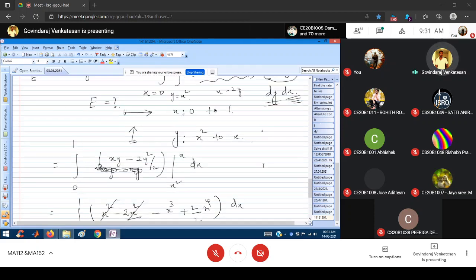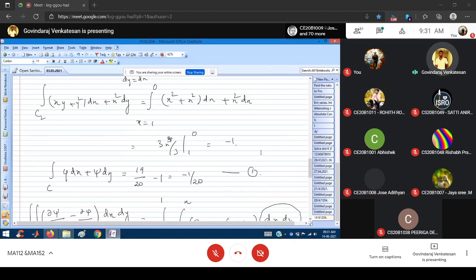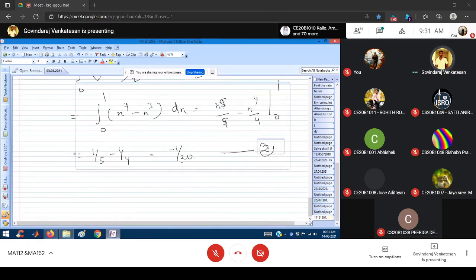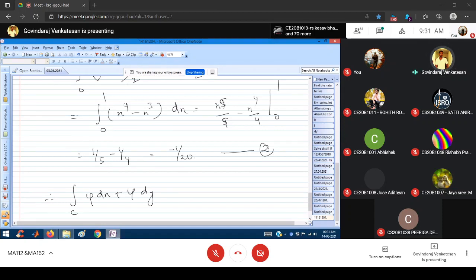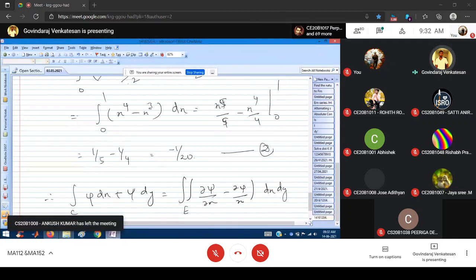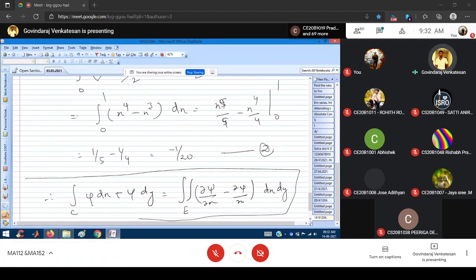What is the value of equation number 1? Equation number 1, the integral over C of phi dx plus psi dy, is nothing but minus 1 by 20. And equation number 2 is also minus 1 by 20. So the right hand side values are equal, therefore the left hand side values will be equal. So the integral over C of phi dx plus psi dy is nothing but the double integral over E of dou psi by dou x minus dou phi by dou y into dx into dy. So Green's theorem is verified for the given problem.